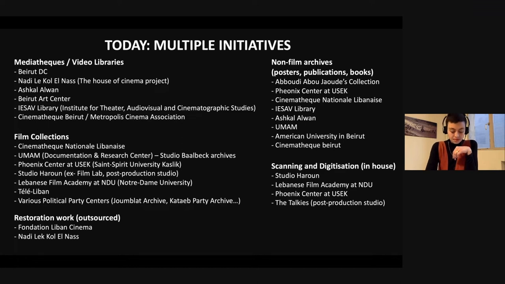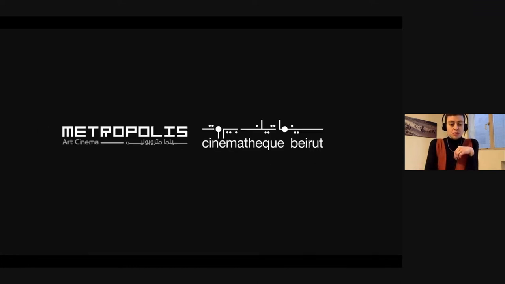Okay, so I'd like to contextualize the Metropolis Cinema Association and Cinematheque Beirut within this whole landscape. I've been working with Metropolis since 2018, and I manage the Cinematheque Beirut project. Metropolis is an association dedicated to showing and supporting international, regional, and local independent films in Lebanon. Cinematheque Beirut is a project by Metropolis that was launched in 2018.